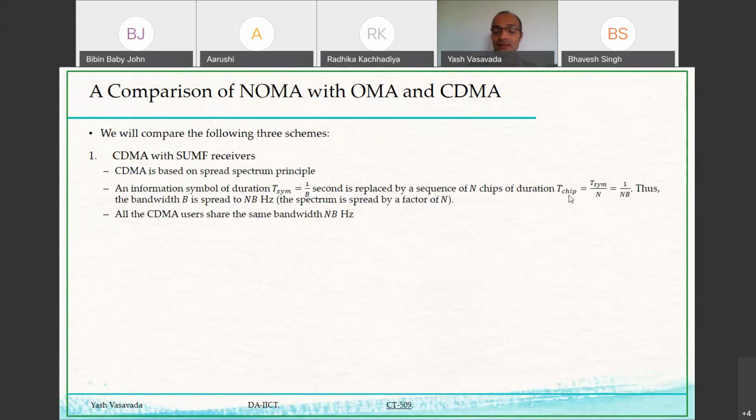And therefore, necessarily, the duration of the chip will be 1/N of the duration of a symbol, which means that the bandwidth became N times bigger, which is to say that the spectrum has been spread by a factor of N. But then after spreading, all the users pile up on the same spread spectrum equal to NB hertz. So that is the main idea behind CDMA.